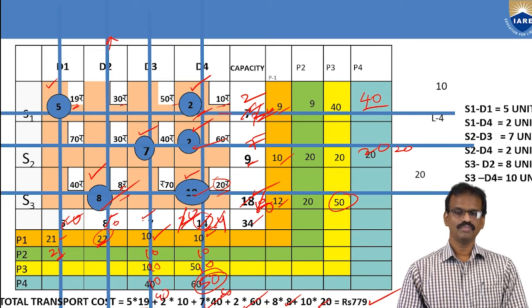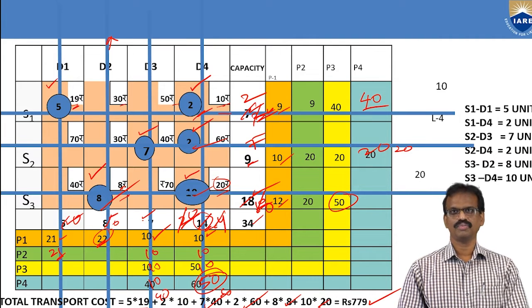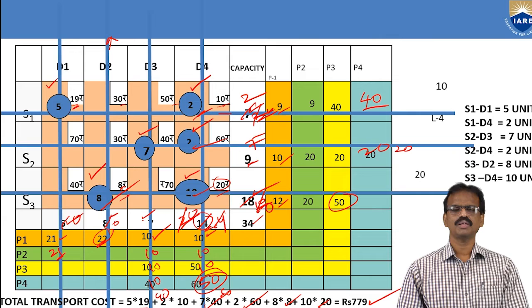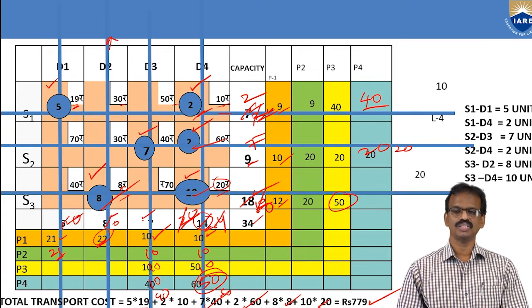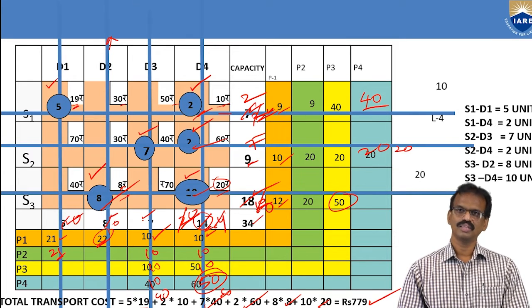So the earlier value was nearly 1000 something. Okay. So it means compared to the LCM method, Vogel's approximation method gives the good value. It means minimum cost. Okay. So compared to the remaining two methods, the VAM method is the best method, because it reduces the transportation cost. Okay. Remember that one also.